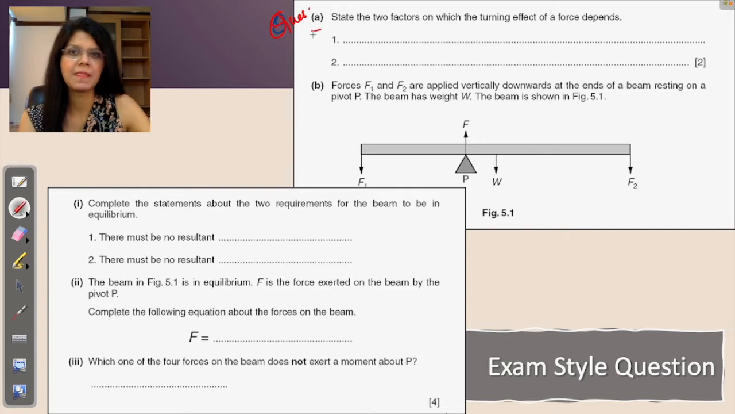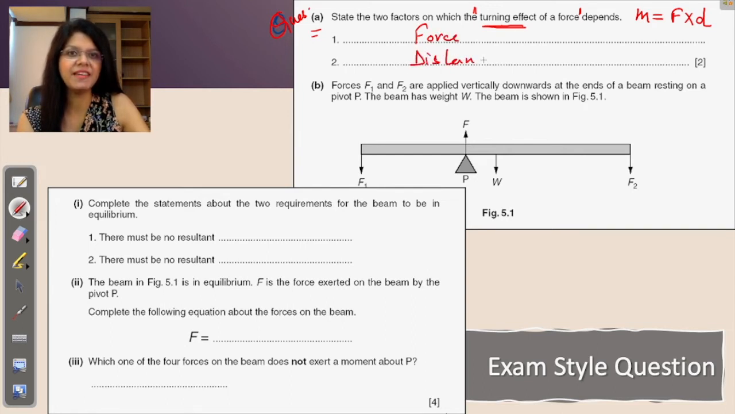State two factors on which the turning effect of the force depends. They are saying two factors on which the turning effect of the force depends. What is the turning effect of the force called? Moment. So they are talking about two factors on which the moment depends. Moment depends on force and distance. So your answer should be force and distance.